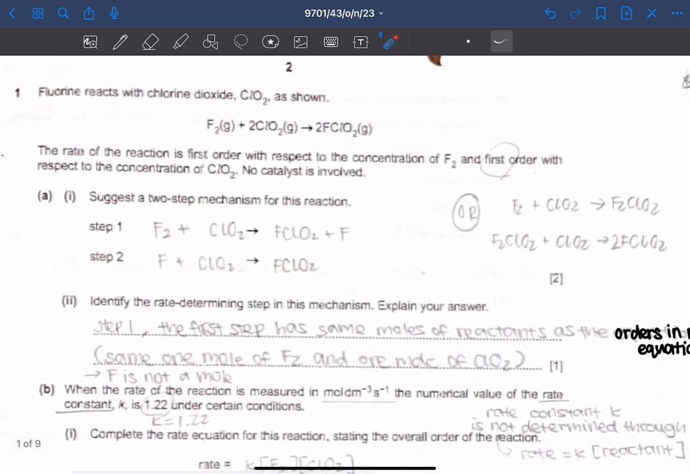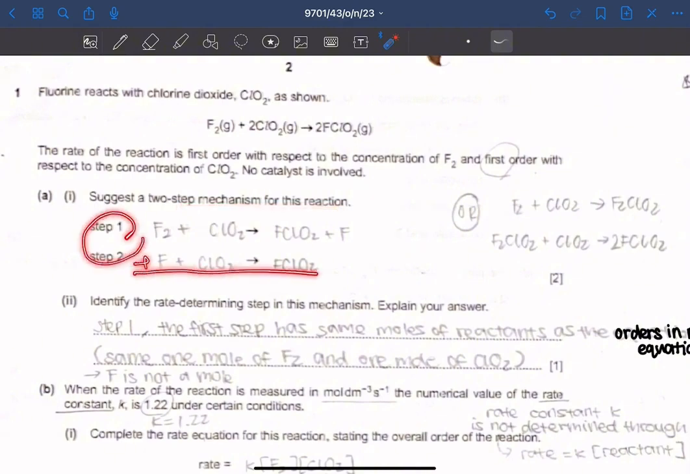So question number 1, fluorine reacts with chlorine dioxide ClO2 as shown. F2 plus 2ClO2 forms 2FClO2. The rate of the reaction is first order with respect to the concentration of F2 and first order with respect to the concentration of ClO2. No catalysis involved. A student suggests a two-step mechanism for this reaction.